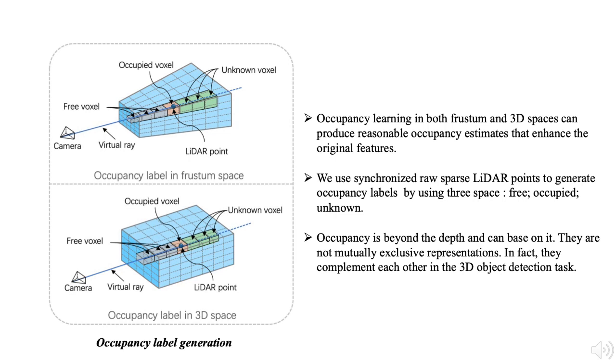Occupancy has some similarities with the 2D depth map, especially the frustum occupancy. They both can represent object geometry surface in the space. However, the depth map is two-dimensional, while occupancy is three-dimensional. Occupancy is beyond the depth and can be based on it. It is able to express dense features of objects, not only the surface.